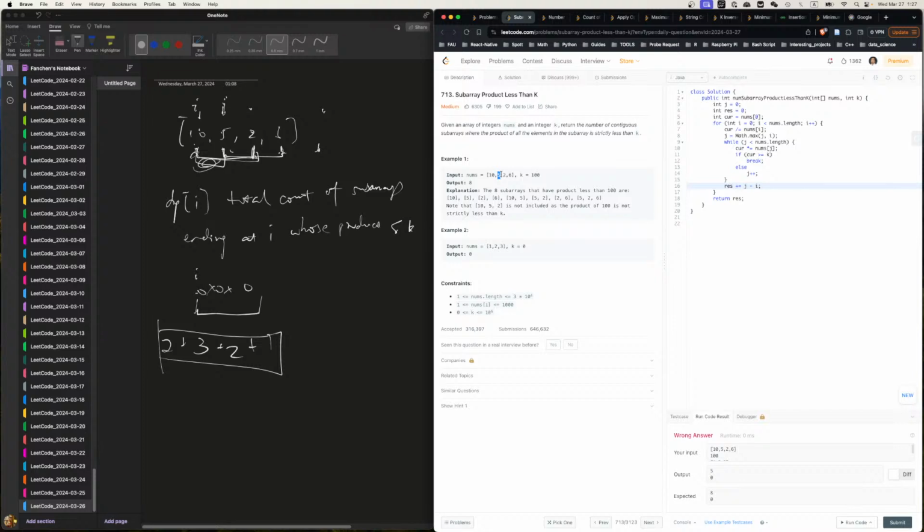Oh, I see the problem. This one just shouldn't happen here. Yeah, I see the issue. Which should happen here. Before you go to the next one, you remove the current one. Yeah, that is the key. Okay. So I thought this one would work.